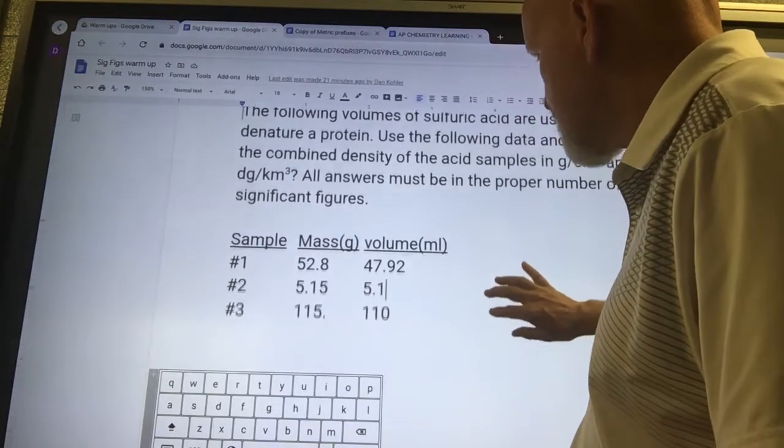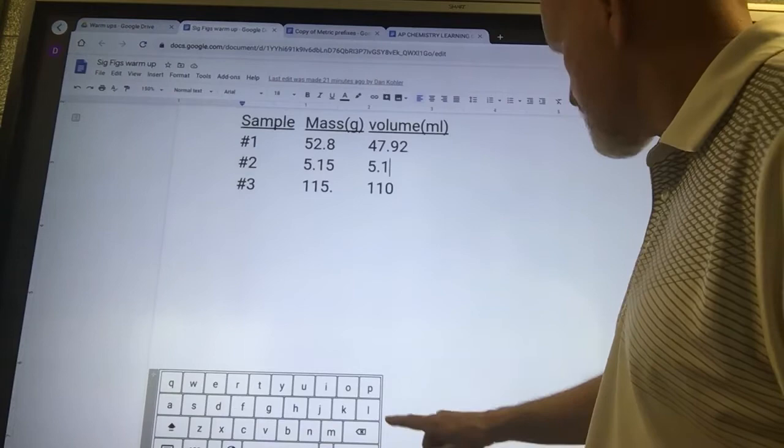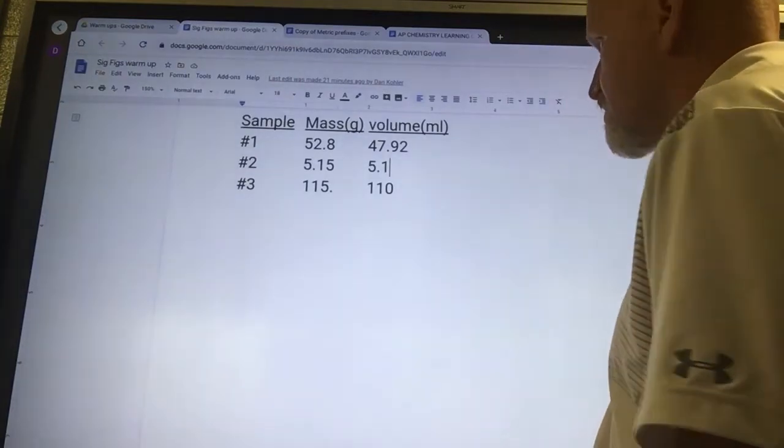All right, so I'm going to move this up a little bit. And I don't know why this keyboard's on there. See if I can get rid of that. Yay, it's gone.